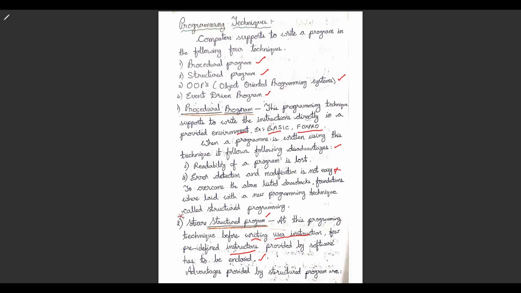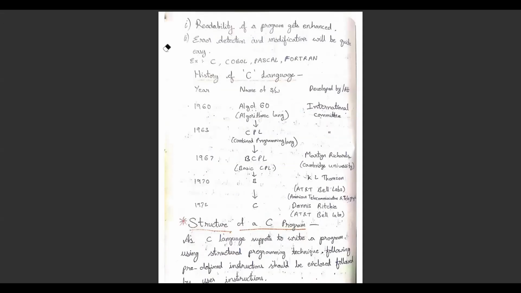There are some advantages provided by this structured programming language. Let us go through those advantages first. The first one is that readability of the program gets enhanced. So the disadvantages of procedural programming are overcome in this structured programming technique. Error detection and modification will be quite easy. Examples are C language, COBOL, Pascal, and Fortran.